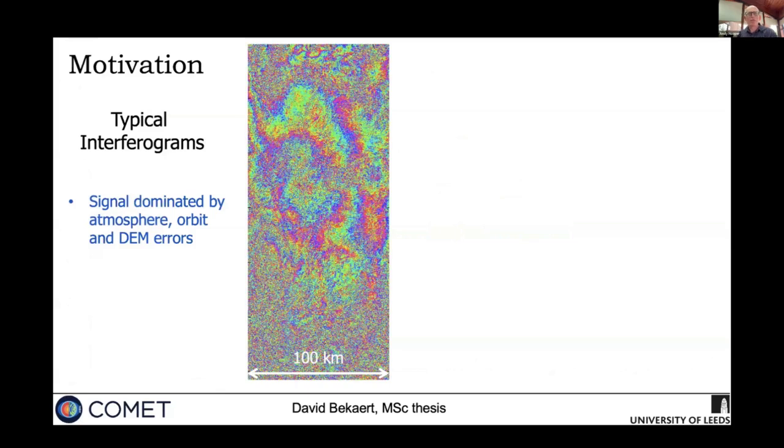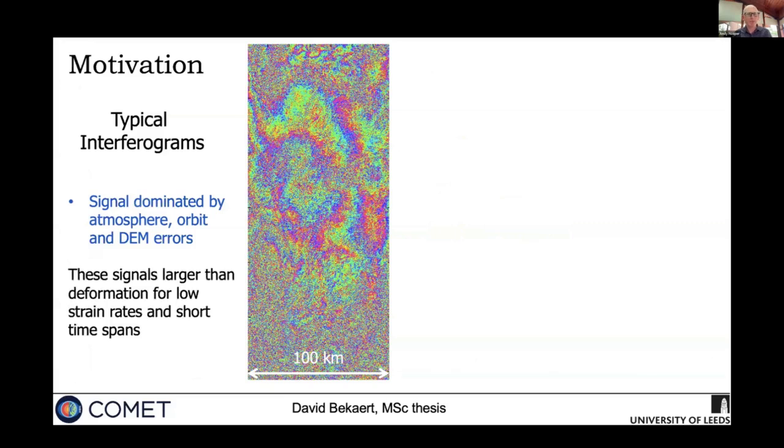Okay, but that's not a typical interferogram, thankfully, I guess, because we don't want that many large earthquakes. In a typical one, anyway, we get signal that tends to be dominated by atmosphere. And some other errors as well, such as errors in the orbits and errors in our DEM that we've used to subtract the topography. So if we're looking at slow deformation or low deformation rates, then these signals tend to be larger than the deformation. So we just can't see them if we look at an individual interferogram.